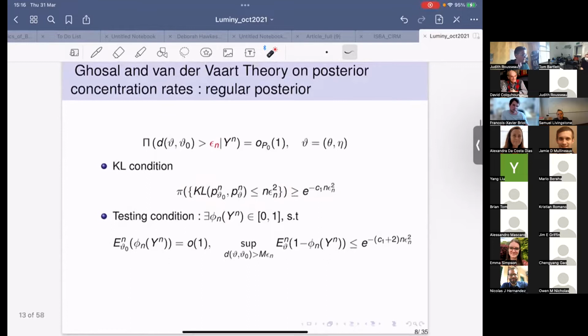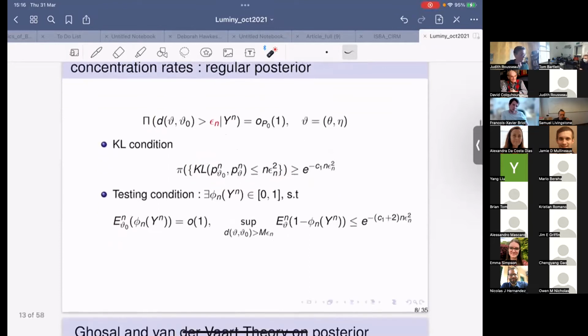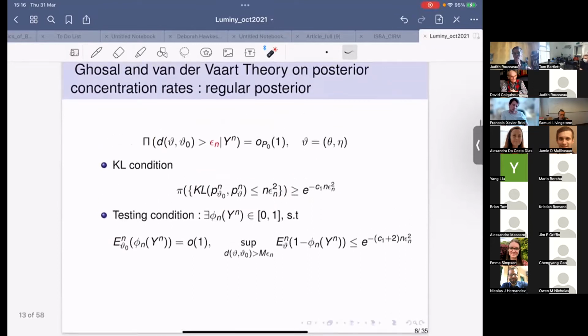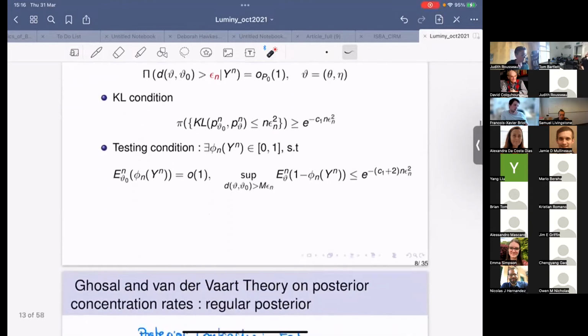The second type of conditions is the testing conditions, and that's what drives d. That's the only condition that depends on d. I'm not going to spend much time there because we're not going to talk too much about that here. Essentially, there is a well-established theory for real posteriors. If you have a true posterior, then you can use the Ghosal and van der Vaart theory, apply it, and get the rates. It's been done in many models.